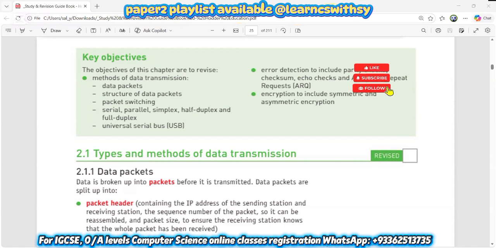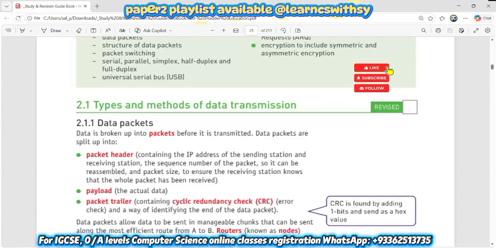What are the components of the packet, or you can say the structure of a data packet? You need to remember the first component is the packet header. The second component is the payload, that is the actual data. And thirdly, it is the packet trailer, containing CRC, which is a sort of error detection technique. It also contains a way of identifying the end of the data packet. So these are the three main terms that you need to know about packets: packet header, payload, and packet trailer.